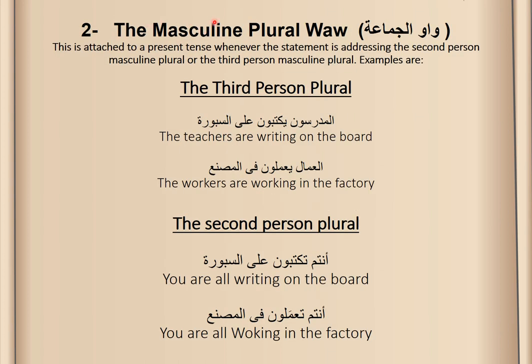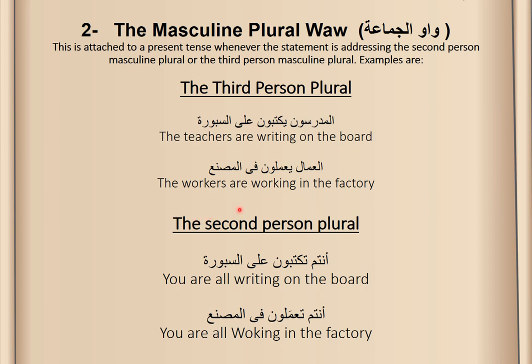2. The masculine plural waw jama'at. This is attached to a present tense whenever the statement is addressing the second person masculine plural or the third person masculine plural. Examples are the third person plural. Al-mudarrisuna yaktubuna ala sabura. The teachers are writing on the board. Al-umalu ya'maluna fil masna'i. The workers are working in the factory.